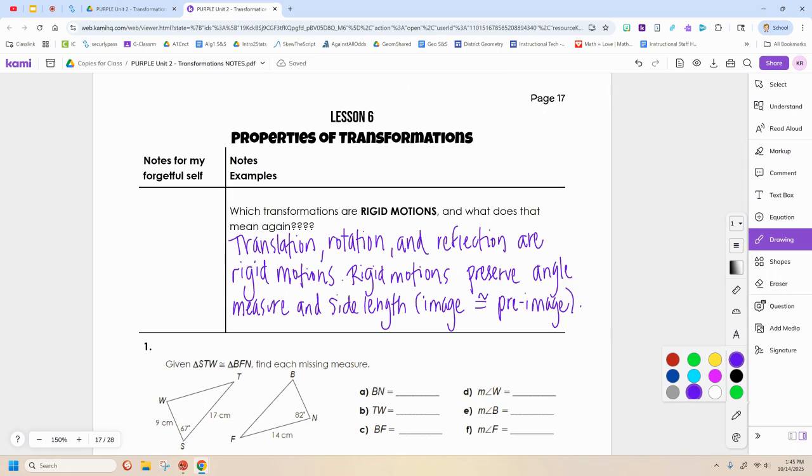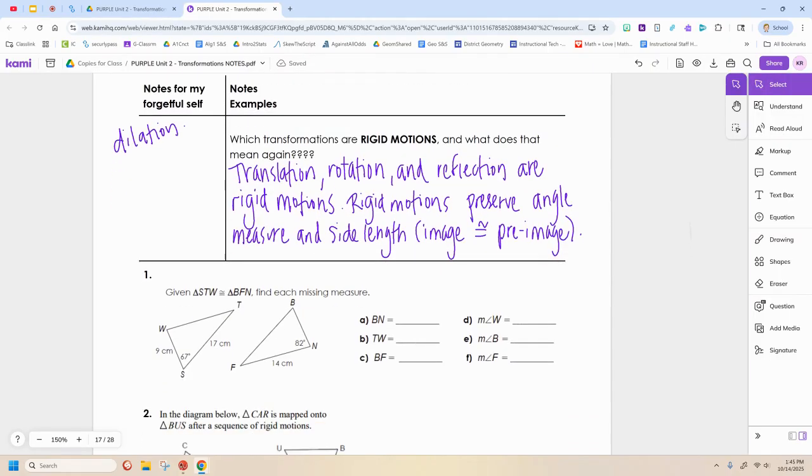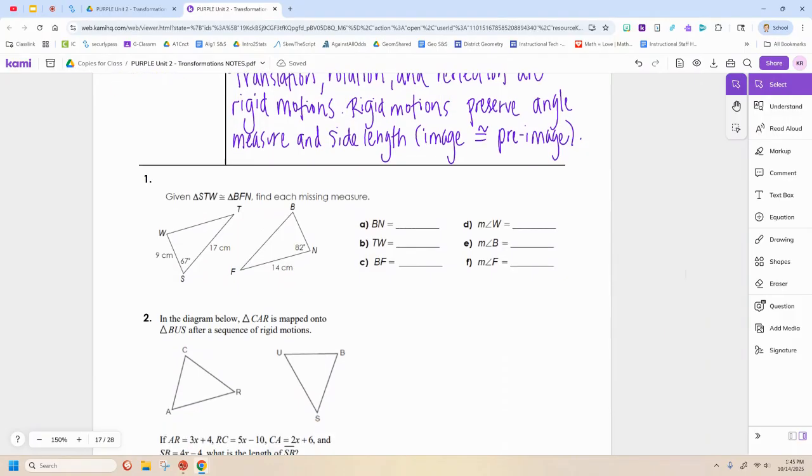All right, so what transformation is not rigid? Dilation is not a rigid motion. Okay. All right, so now let's go through some properties of rigid motions and how things work.